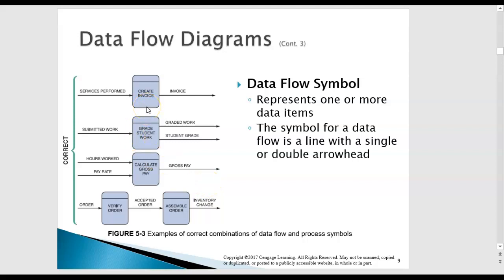So for example, here, the first example is the process of creating invoice, which takes the input as services performed and it outputs the invoice. The second example here is grading student work. It takes the submitted work as an input and it outputs the graded work as well as the student grade. The same can go on for these other 2 processes. The third process takes 2 input values and outputs 1 value. And over here, the last one shows multiple processes in the same flow of data.